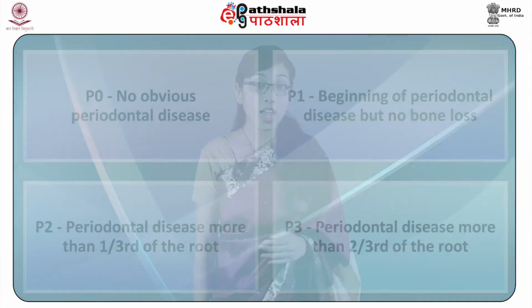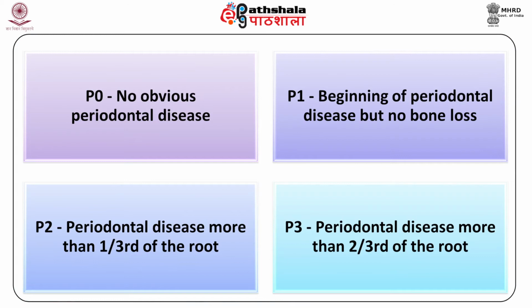Next is the periodontal disease, denoted by capital P. It is an inflammatory disease that affects the soft and hard structures that support the teeth. The early stage due to inflammation is known as gingivitis. The gums become swollen and red, which is the body's natural response to the presence of harmful bacteria. In this chart, P0 denotes no obvious periodontal disease. P1 denotes the beginning of periodontal disease but no bone loss. P2 denotes periodontal disease more than 1/3 of the root, and P3 denotes periodontal disease more than 2/3 of the root.